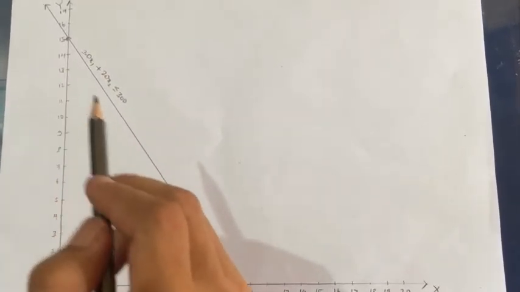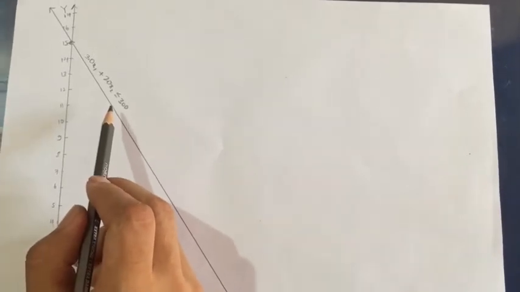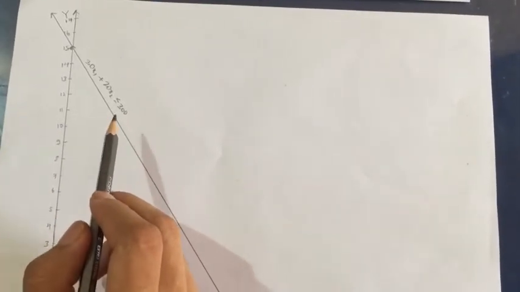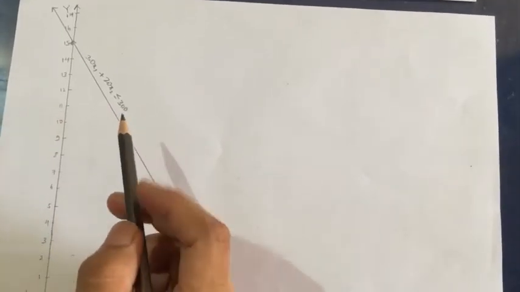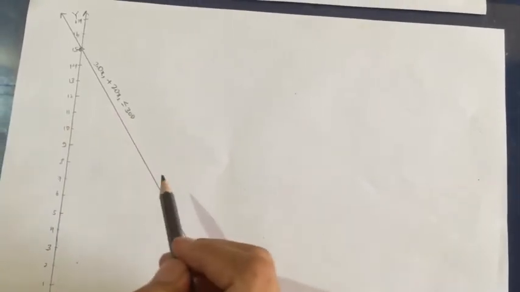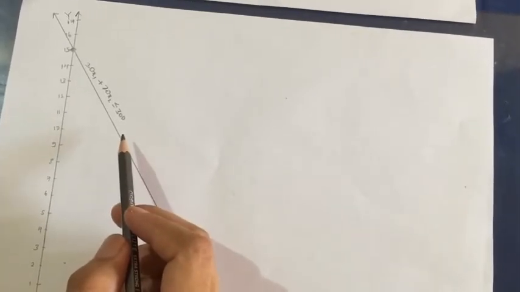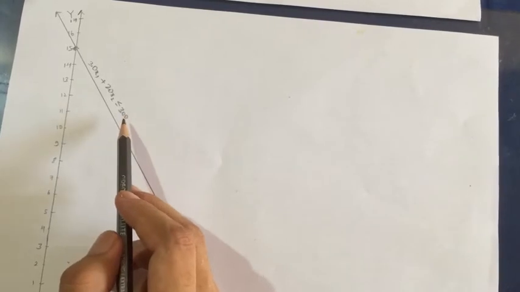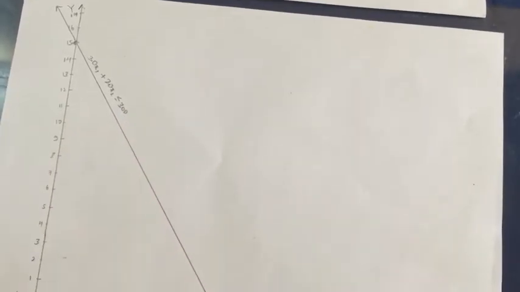I've joined the 2 points, and along this line we have to write the inequalities. Not the equation, not the intercept form, but you can write inequalities, so that we can draw the shaded region easily. So for the first inequality I have written here 30x1 plus 20x2 less than or equal to 300. Similarly we have to draw the second equation.